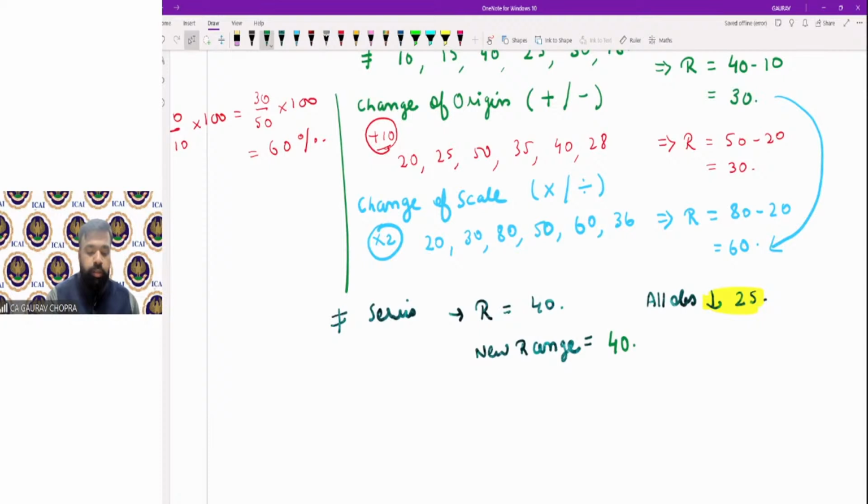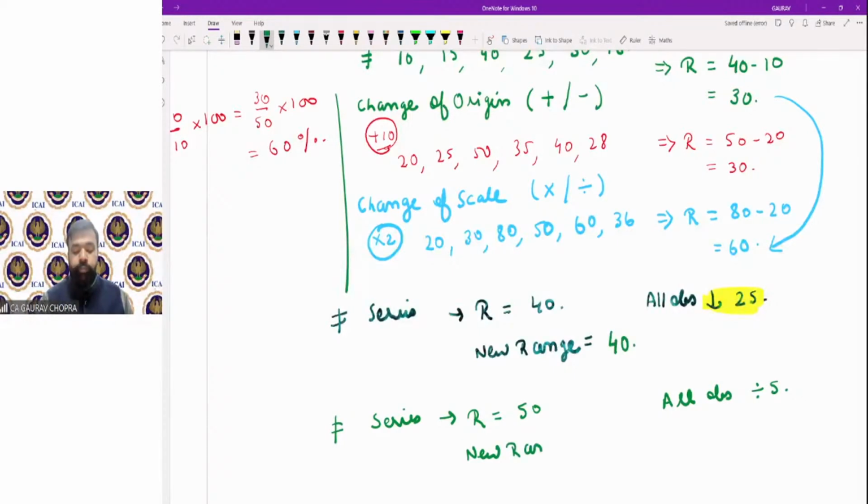Let's try one more. So those who have given the wrong answer, you have to be very careful. Now this time, the range of a series is, let's say, 50. All observations are divided by 5. What will be the new range?